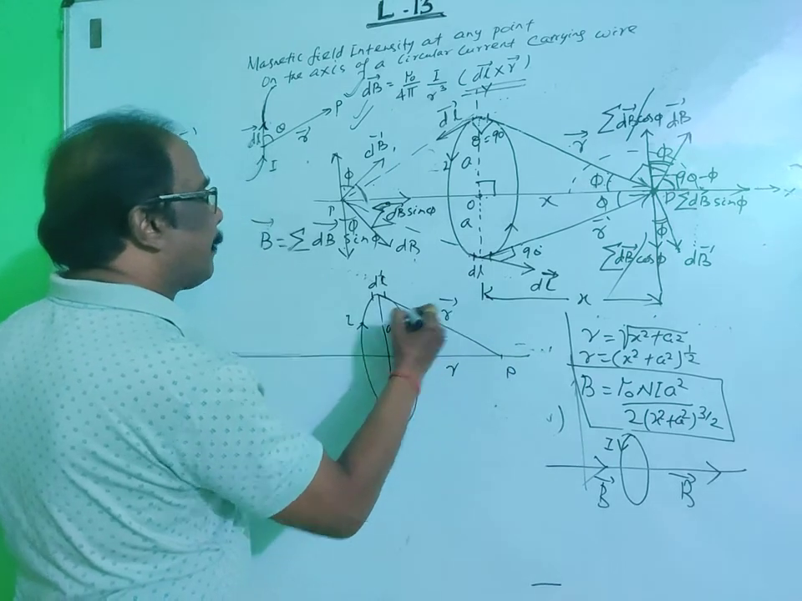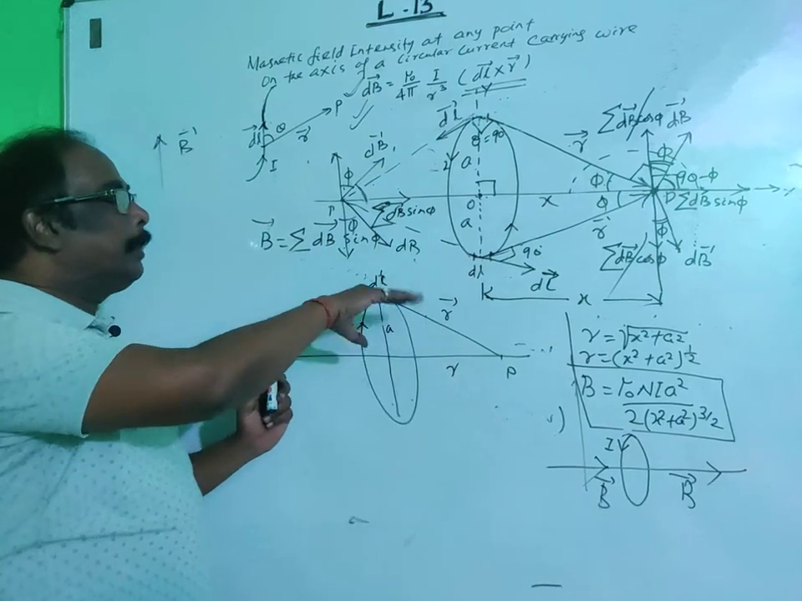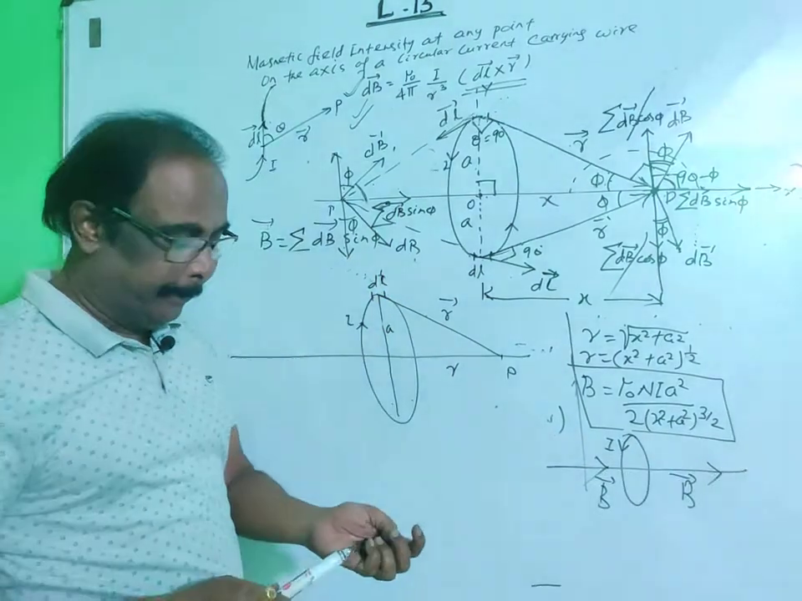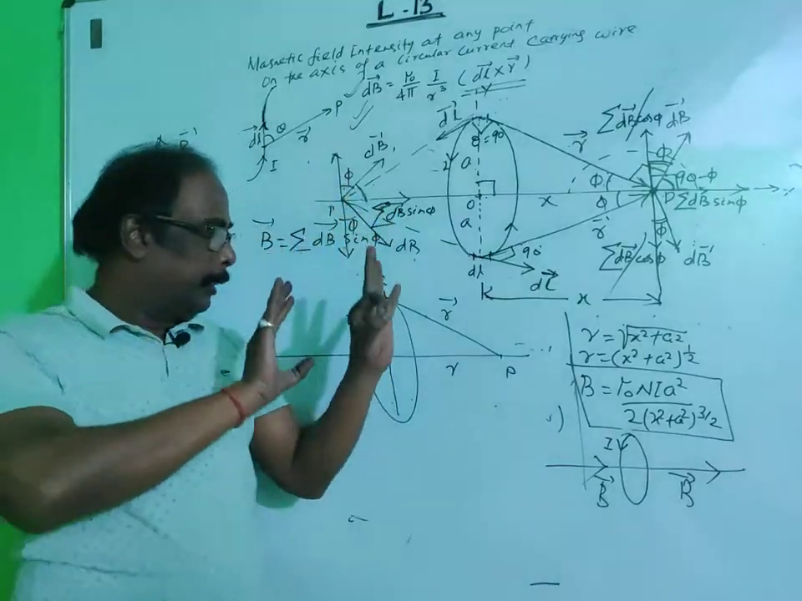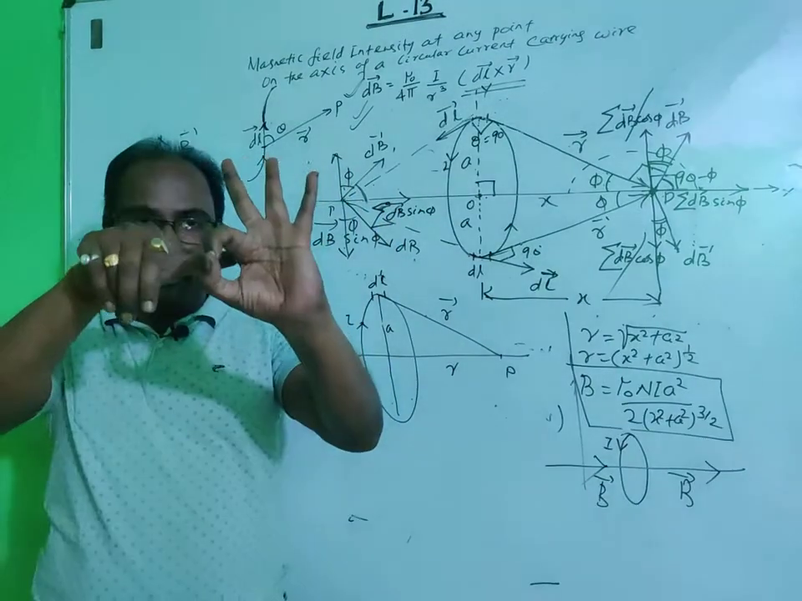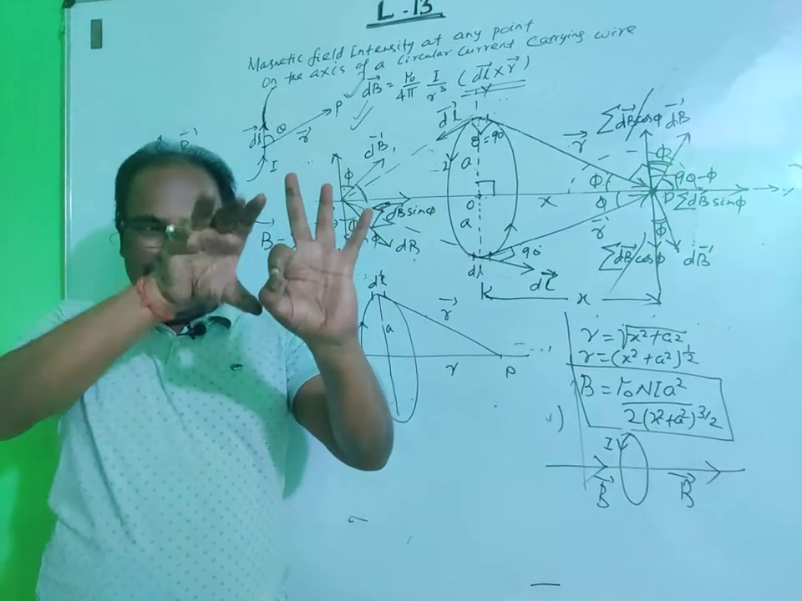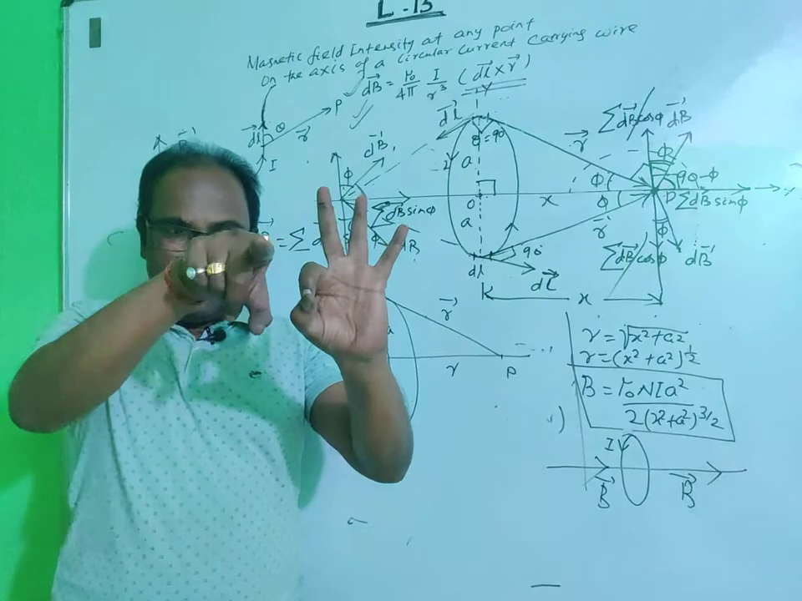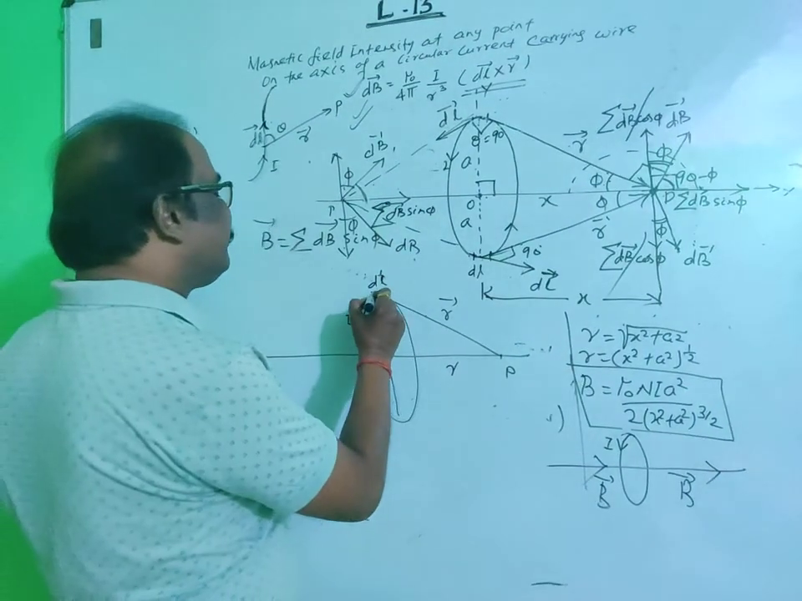This is R. Then in this case, what is the direction of dL? Current is flowing in clockwise order like this. For clockwise current, the direction of dL is outward.